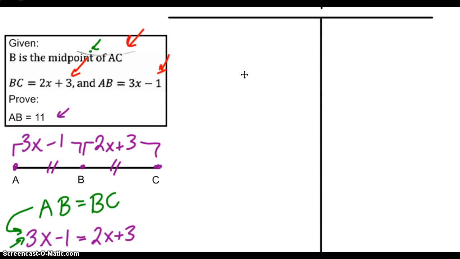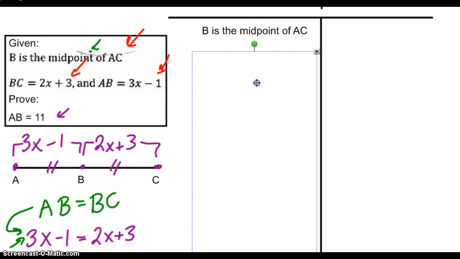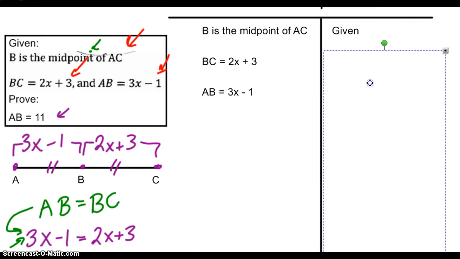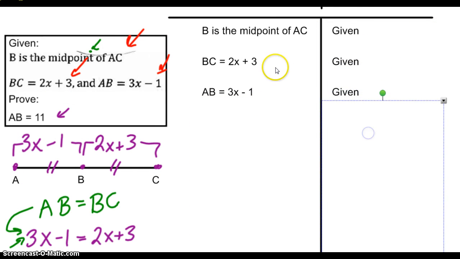So remember, how do we start every single proof? We start it with the givens. B is the midpoint of AC, BC equals 2x plus 3, and AB equals 3x minus 1. That's how we always start all of our proofs. And the reason for that, well, it's just given. Okay, coming straight from over here.